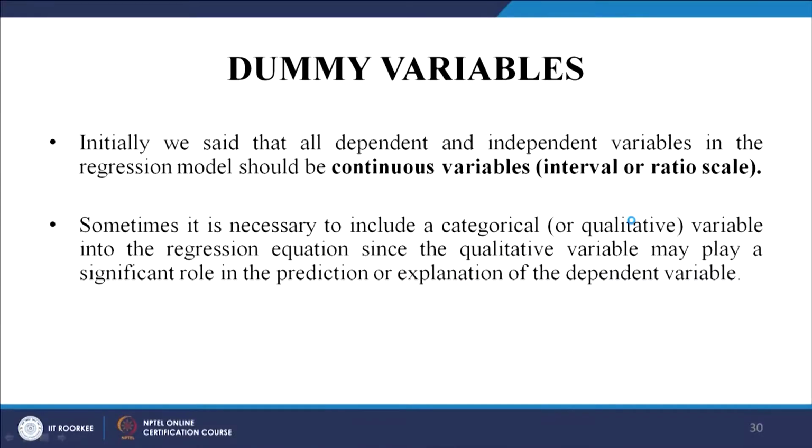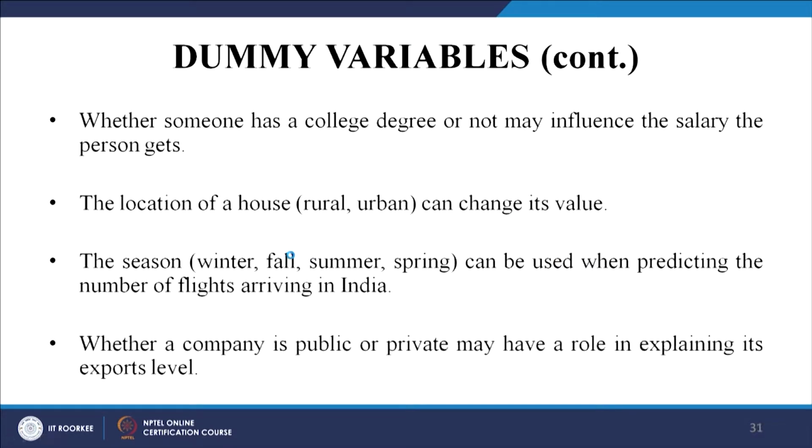This special case of regression is called dummy variable regression. Now, what is this dummy variable regression? Let me show you. If you remember, initially we said that all independent and dependent variables in the regression model should be continuous, right. But sometimes it happens in life that you need to include a categorical variable or a qualitative variable into the regression equation, right. So, how do we deal with this case now?